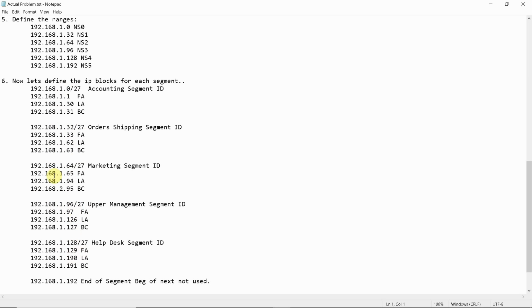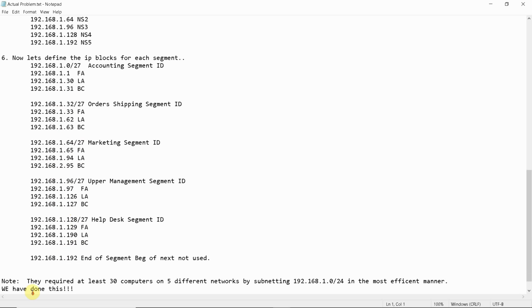The last two are more tricky. That's where you go to the end of the segment. Okay, so here, end of segment, beginning of next, not used, because we got what we need. We got 1, 2, 3, 4, 5. But using this lets us back up 2. 192 minus 1, 191. Minus 1, 190. Last address, first address, broadcast address.